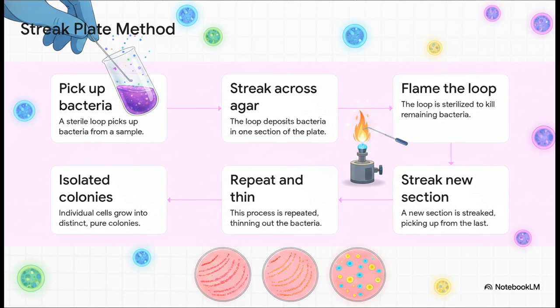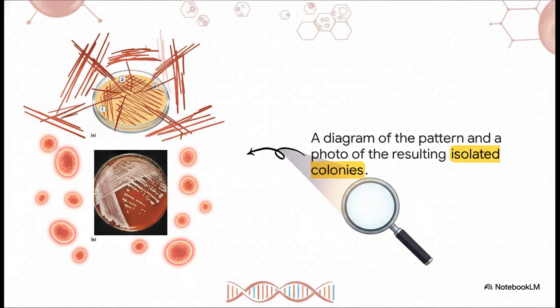You take a sterile little wire loop, dip it into your sample mix, and then you just streak it back and forth across one section of a petri dish that's filled with a nutrient gel called agar. Then, and this is the genius part, you hit the loop with a flame to sterilize it, let it cool for a second, and then you drag it through the very end of your first streak to pick up just a few bacteria, and you start a second streak in a new section. You do this maybe a third or fourth time. With every new streak, you're dropping off fewer and fewer bacteria, until finally you're leaving behind single individual cells all on their own.